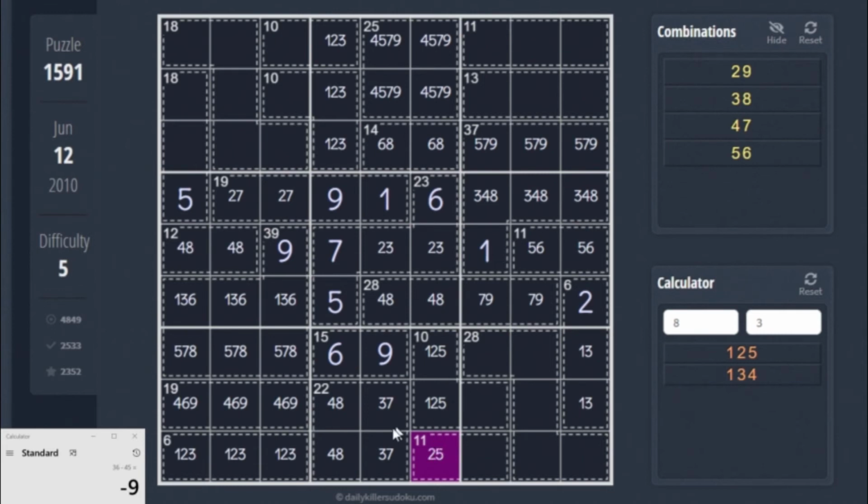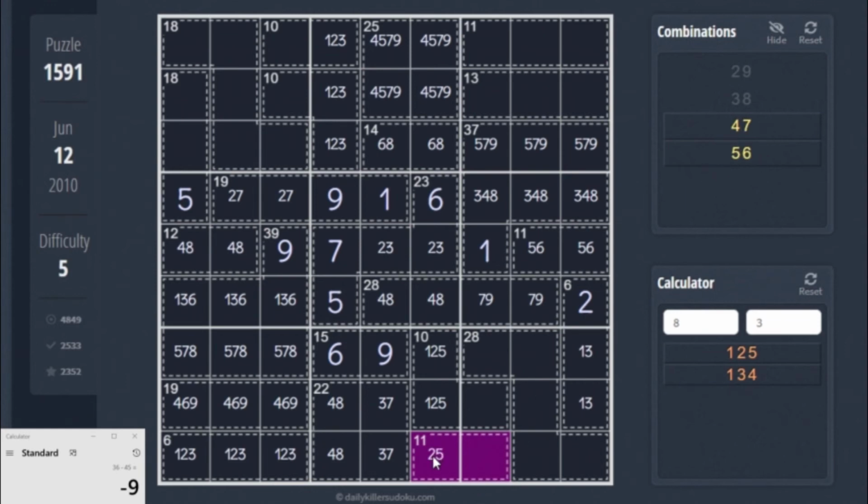What else can we use? Alright, so have a look at this cage 11. At cage 11 we get 4 candidates, but 2 is already used here, so we can get rid of 2. 3 is already used, right? And we only get 2 candidates left, 4, 7 or 5, 6.